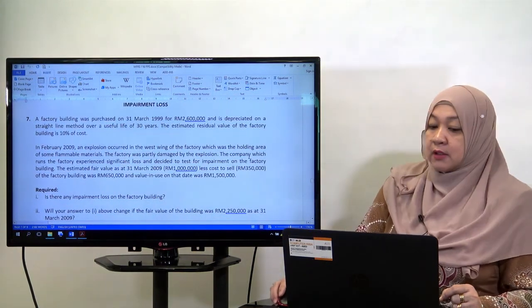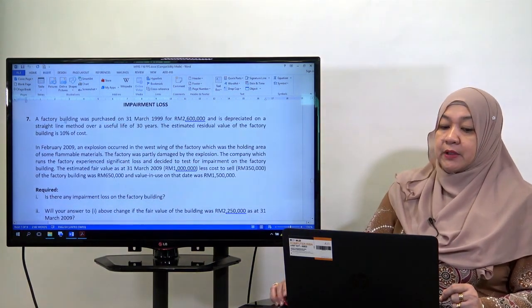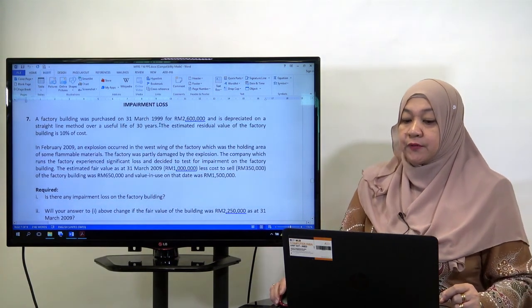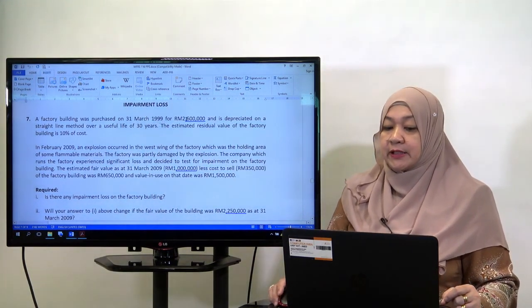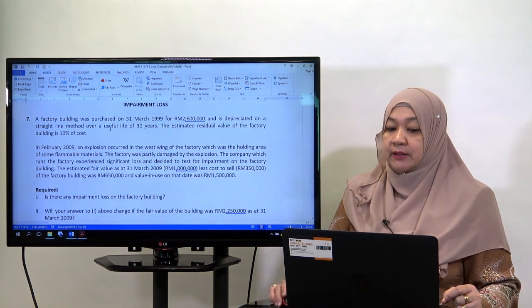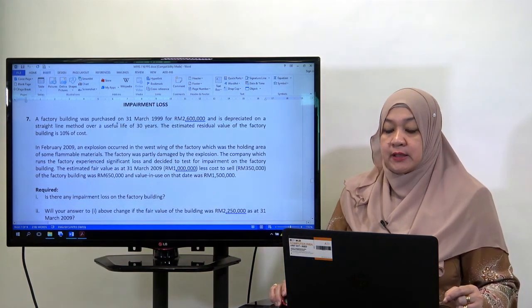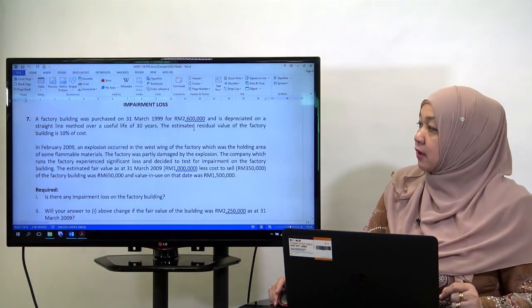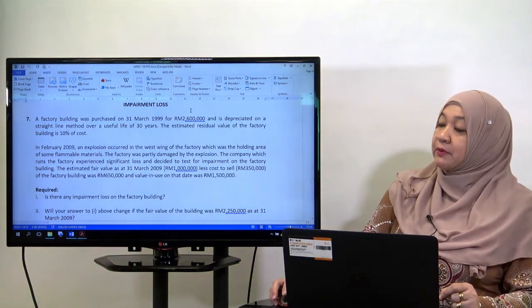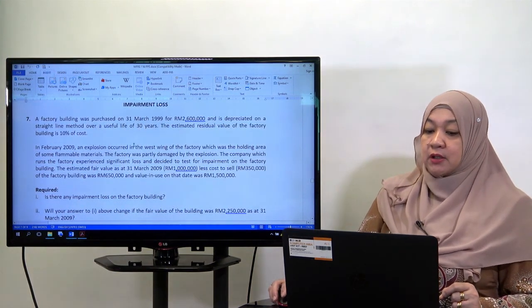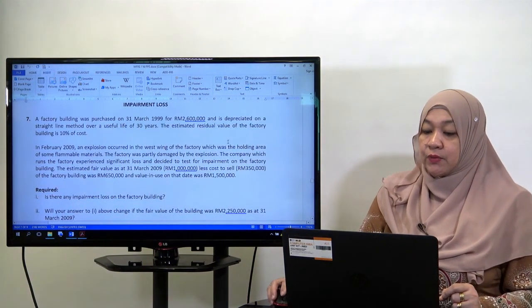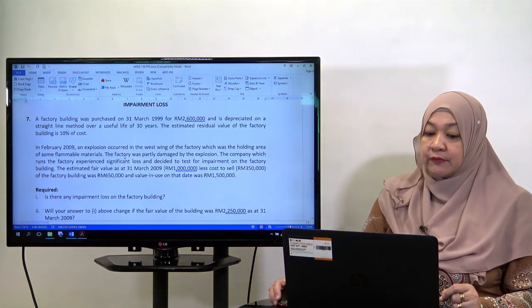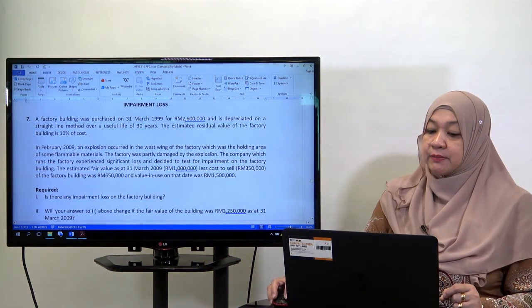Okay, so following this example, a factory building was purchased on 31st March 1999 for 2.6 million and is depreciated on a straight line method over a useful life of 30 years. The estimated residual value of the factory building is 10% on cost. In February 2009, an explosion occurred in the west wing of the factory, which was the holding area of some flammable materials. The factory was partly damaged by the explosion.